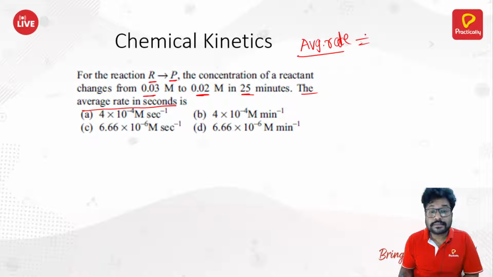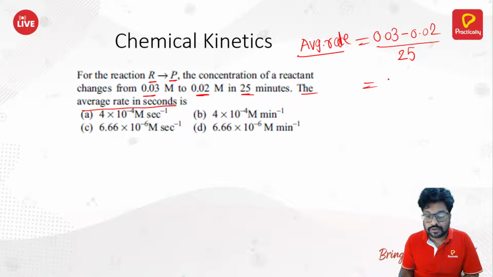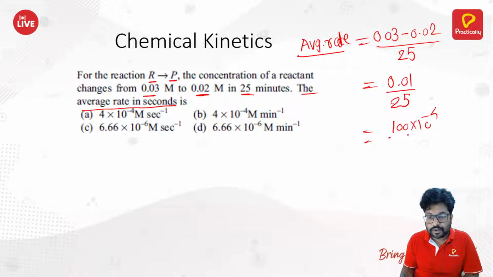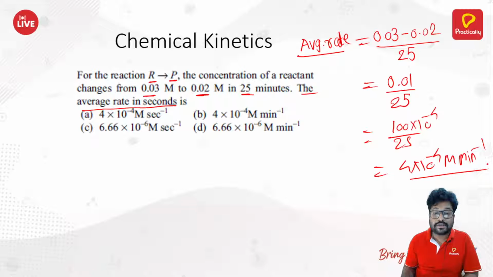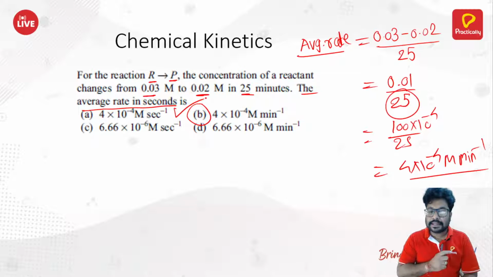Average rate is 0.03 minus 0.02, the change in concentration divided by time, 25 minutes or seconds, whatever you need to take. So 0.03 minus 0.02 is equal to 0.01 divided by 25, which is equal to 100 into 10 raised to minus 4 divided by 25, which is equal to 4 into 10 raised to minus 4 mole per minute, because we took the minutes only, right? 25 minutes, which makes option B the correct answer in this case, right?